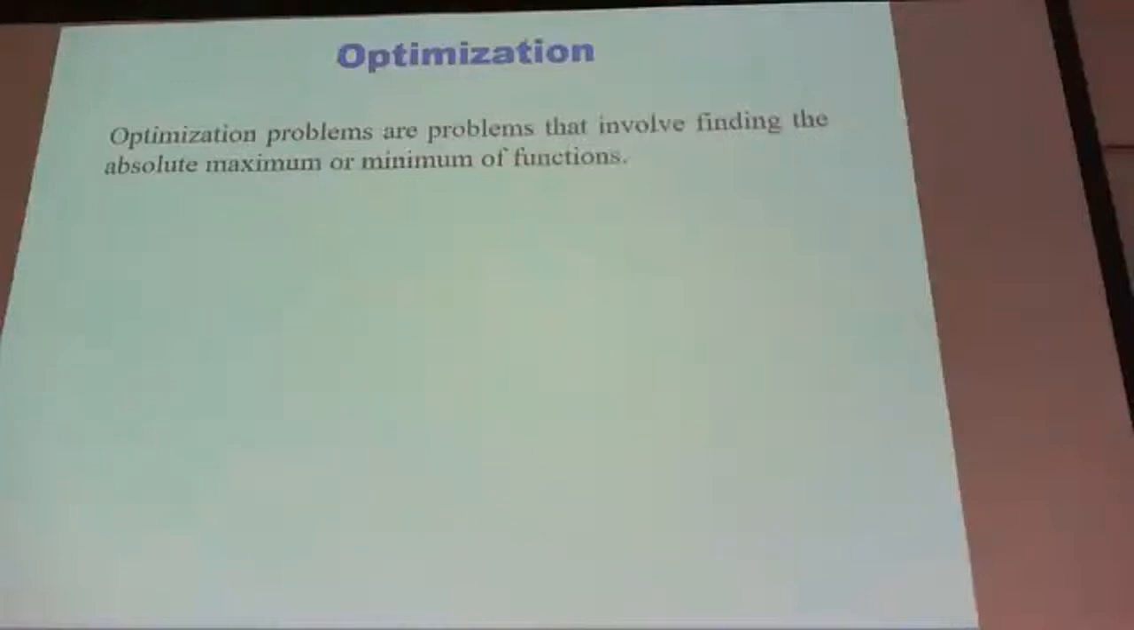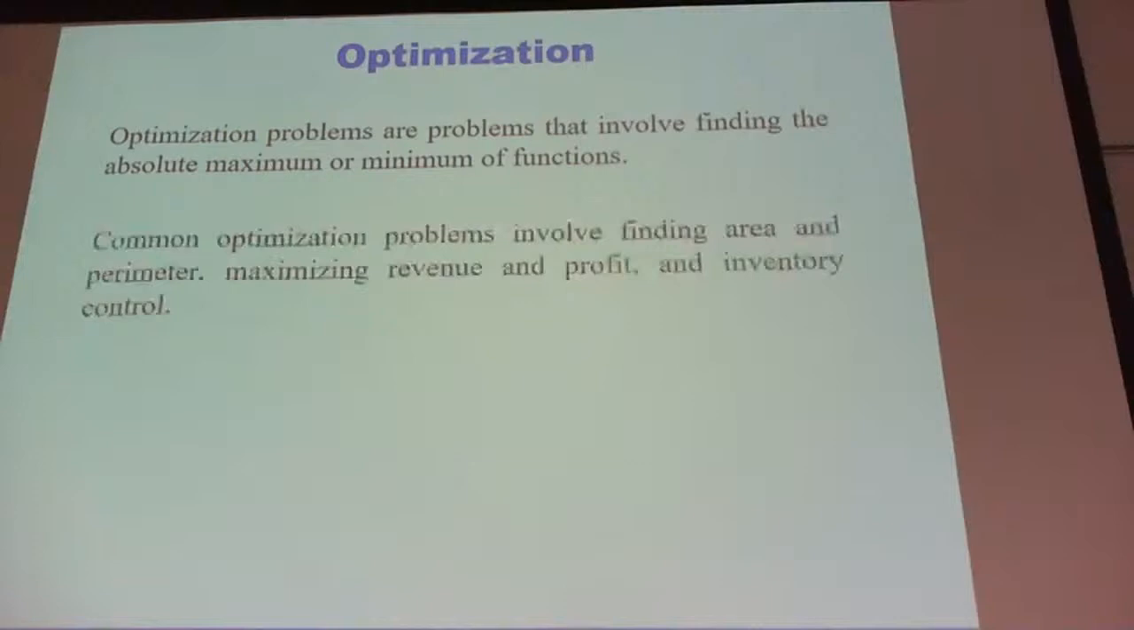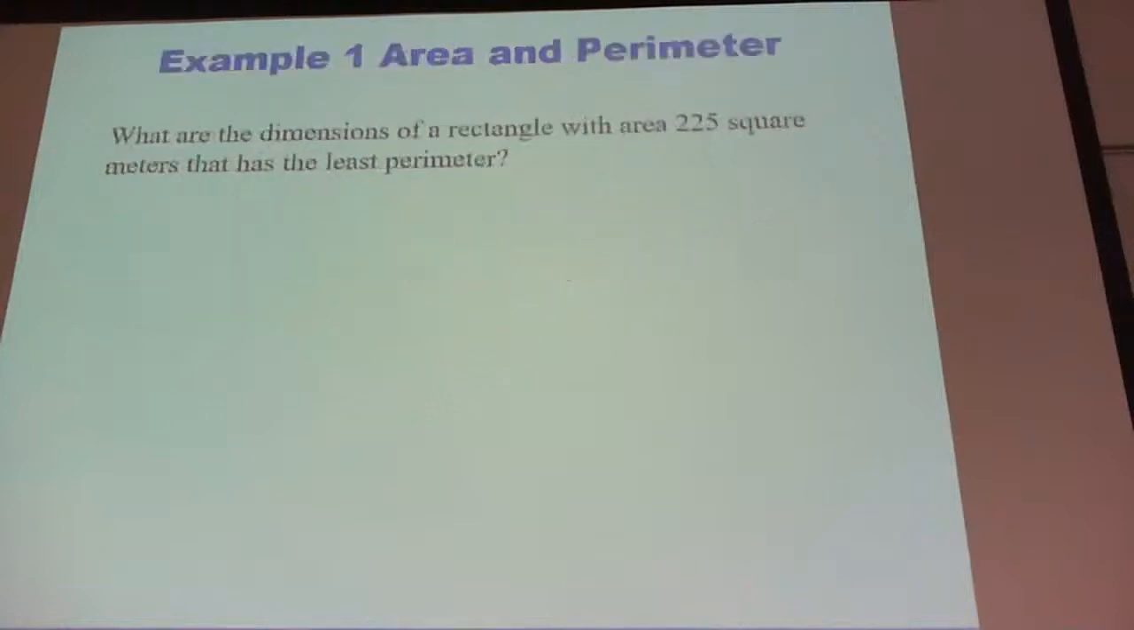If you find the absolute max or min, that could be maximum profit, maximum revenue, or you can minimize cost, or minimize area or maximize area. Common optimization problems involve finding area and perimeter, maximizing revenue and profit, and inventory control. So the first one we're going to do is example 1, area and perimeter. What are the dimensions of a rectangle with area 225 square meters that has the least perimeter?